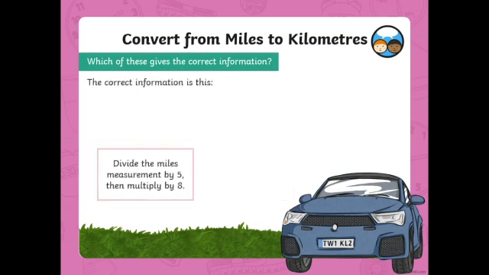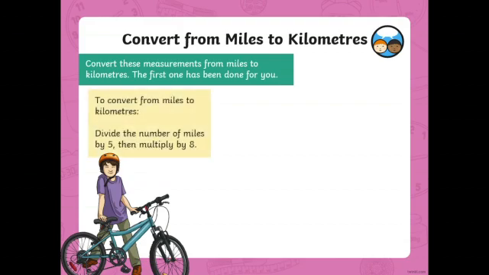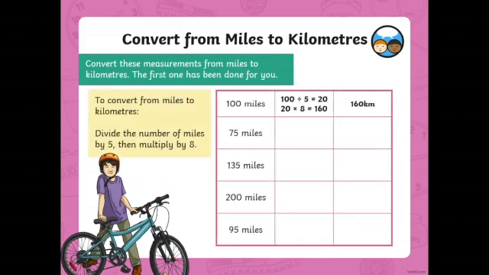So like I said a lot this year, there's no new maths really, it's just understanding what you actually need to do. So have a go at doing these conversions here. You've got your rule over at the side, divide the number of miles by 5, then multiply by 8. And the first one has been done for you. So 100 divided by 5 is 20, 20 times 8 is 160, so it's 160 kilometres. It's quite a good way of setting it out.